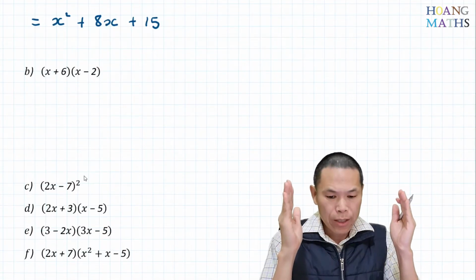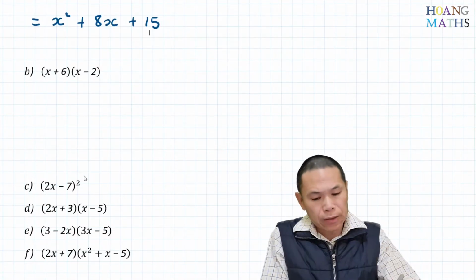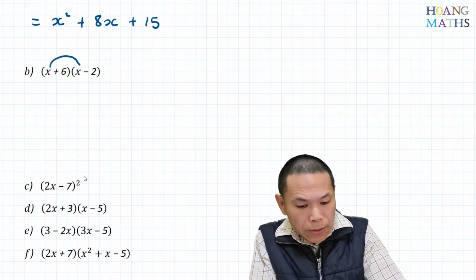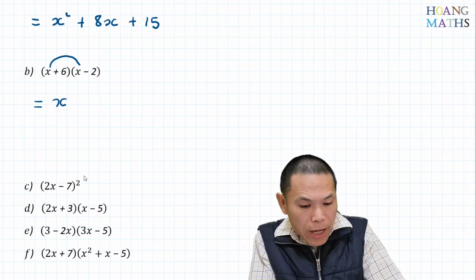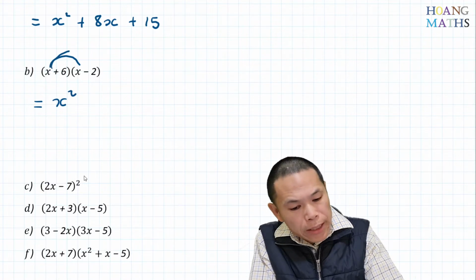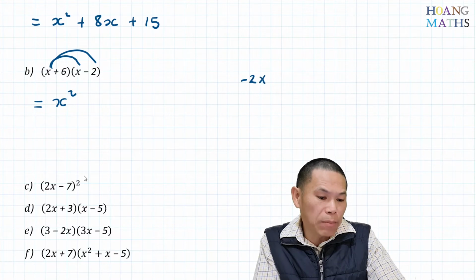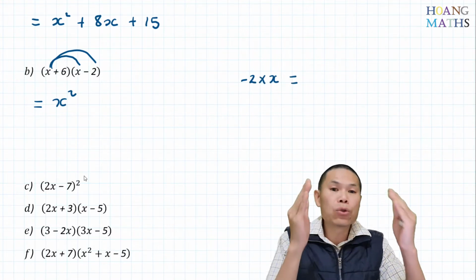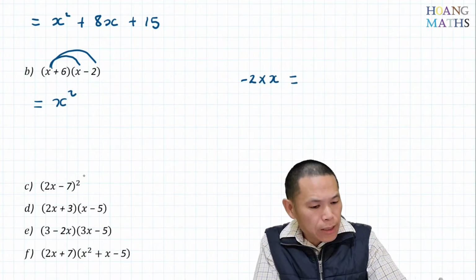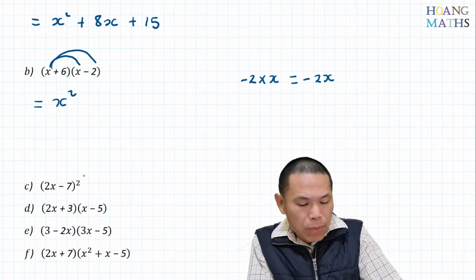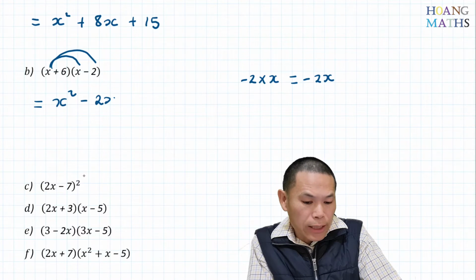Second one. Same manner. We just go x times x is equal to x squared. And we go x times negative 2. That means negative 2 times x, so negative 2 times x is negative 2x. We write this down, becomes minus 2x here.